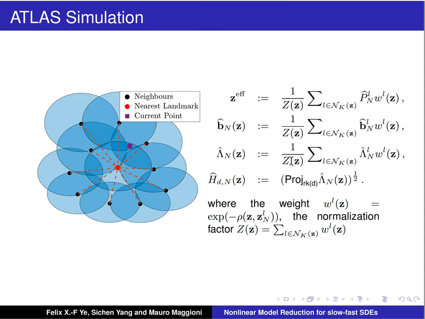And also, if your current point is not exactly on the invariant manifold, what I'm going to do is project your current point, also weighted, with all the information that I have, back to the tangent plane, but weighted with the weights given as follows. So basically, we will get the effective current point with the corresponding drift and corresponding diffusions.